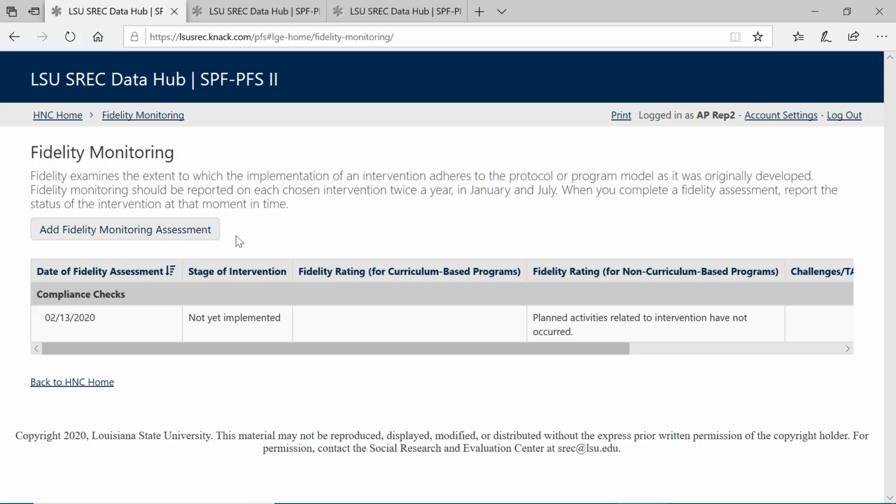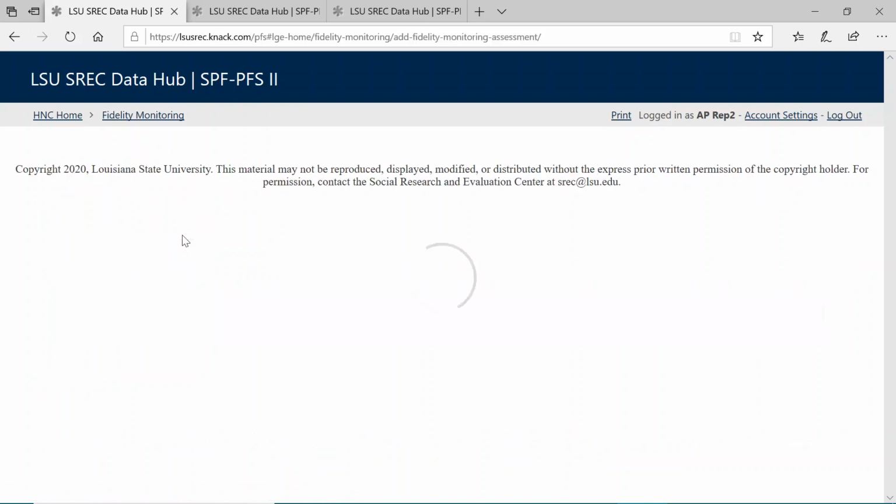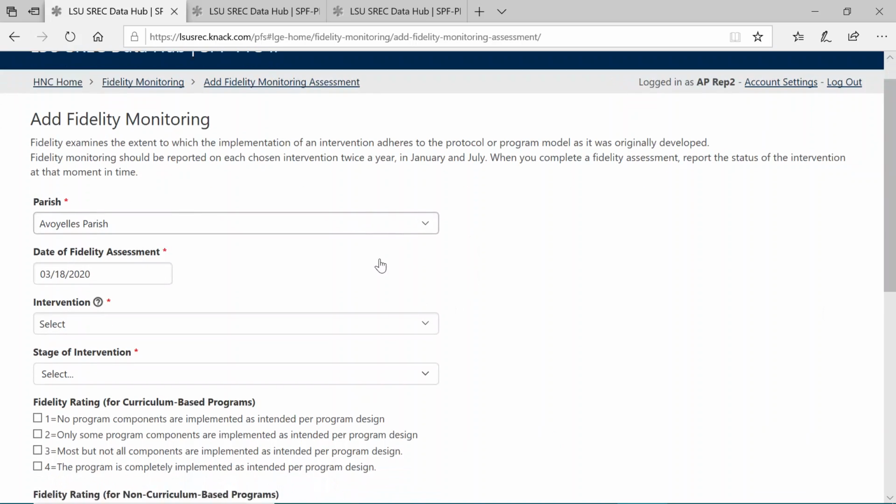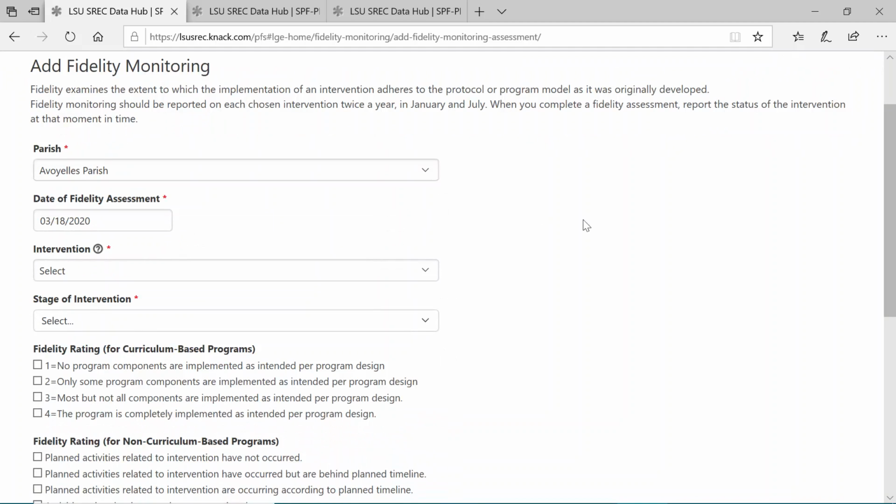Whenever you fill out one of these forms, you are reporting the status of that information at that moment in time. So let me show you what I mean. We're going to add a fidelity monitoring assessment. Let's go back to our sobriety checkpoint. Let's say we had decided that we want to do sobriety checkpoints Memorial Day, 4th of July, and Labor Day.